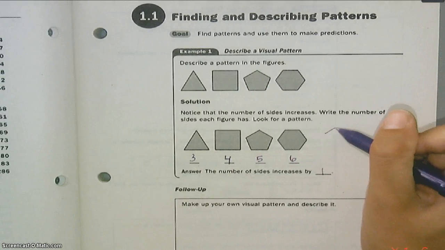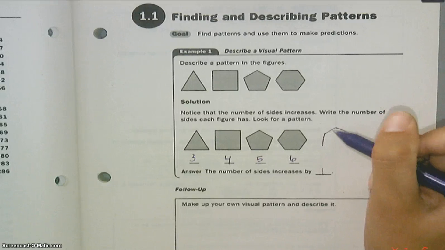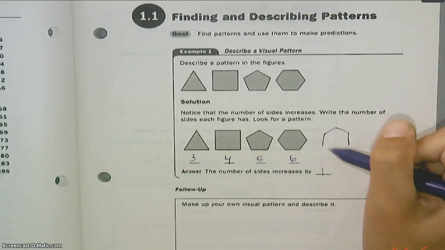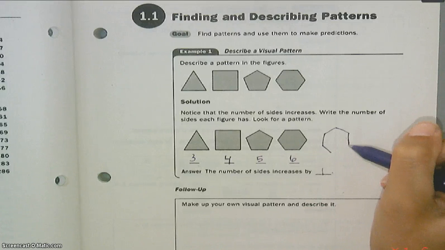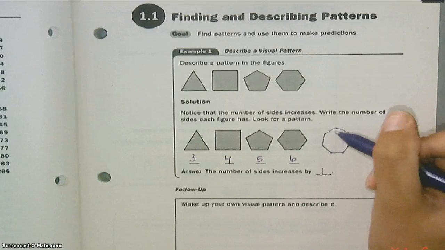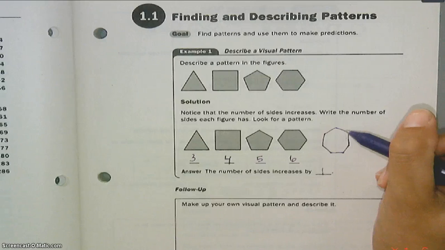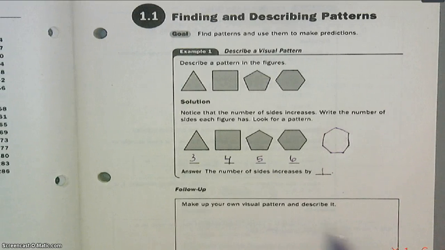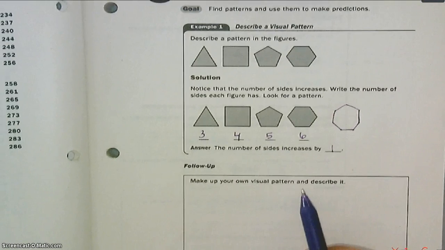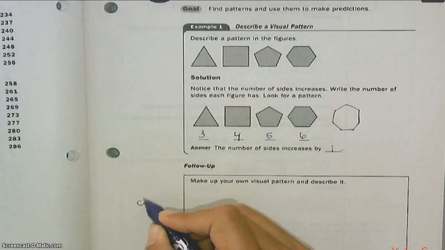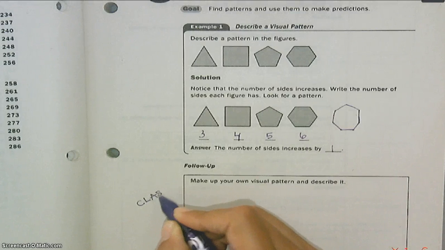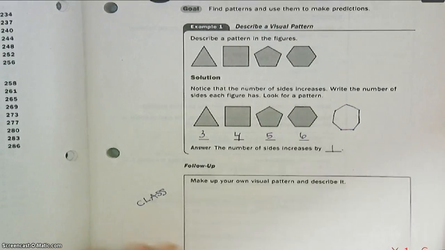I will do my best to draw a heptagon. 1, 2, 3, 4, 5, 6, 7. That's what's going on. We will come back to this example in class. Next page.